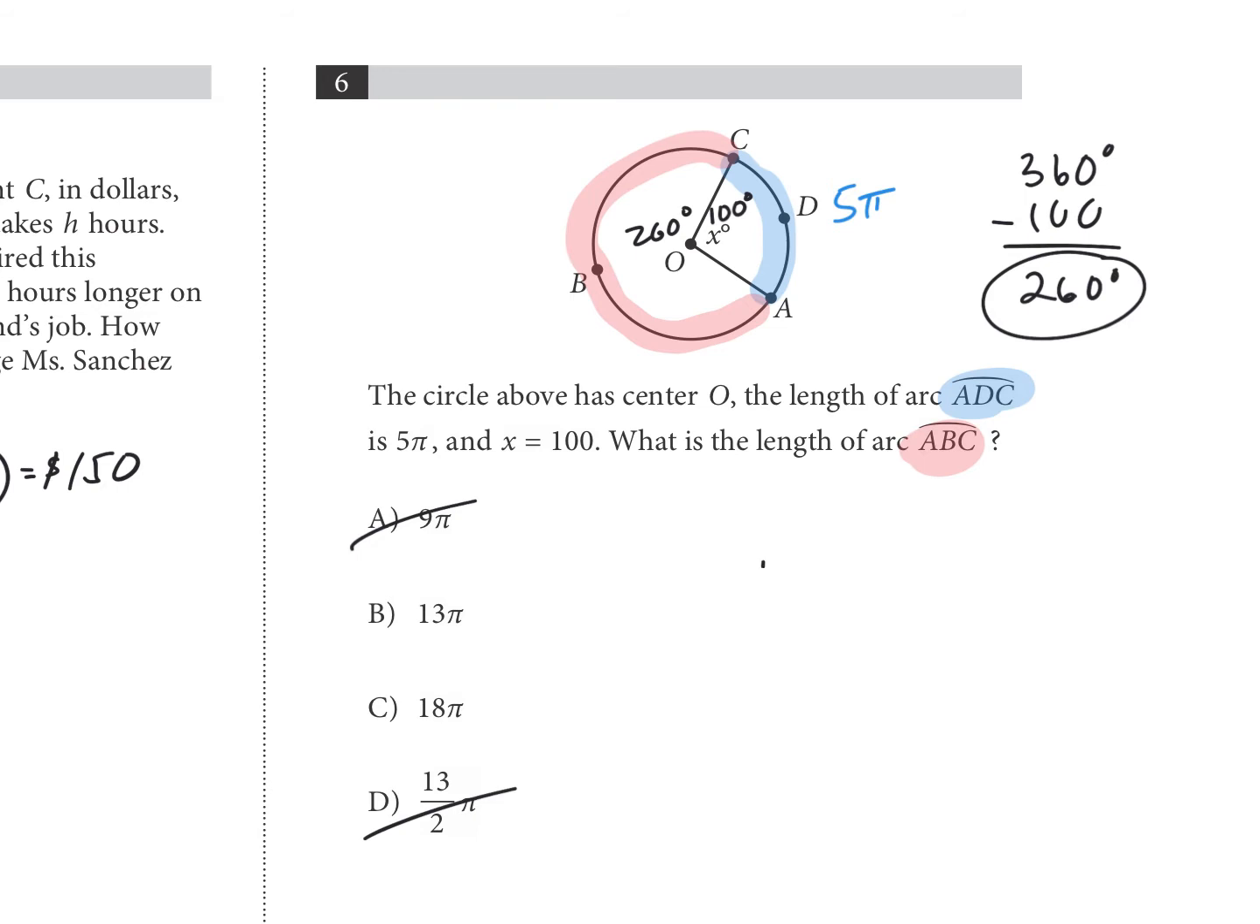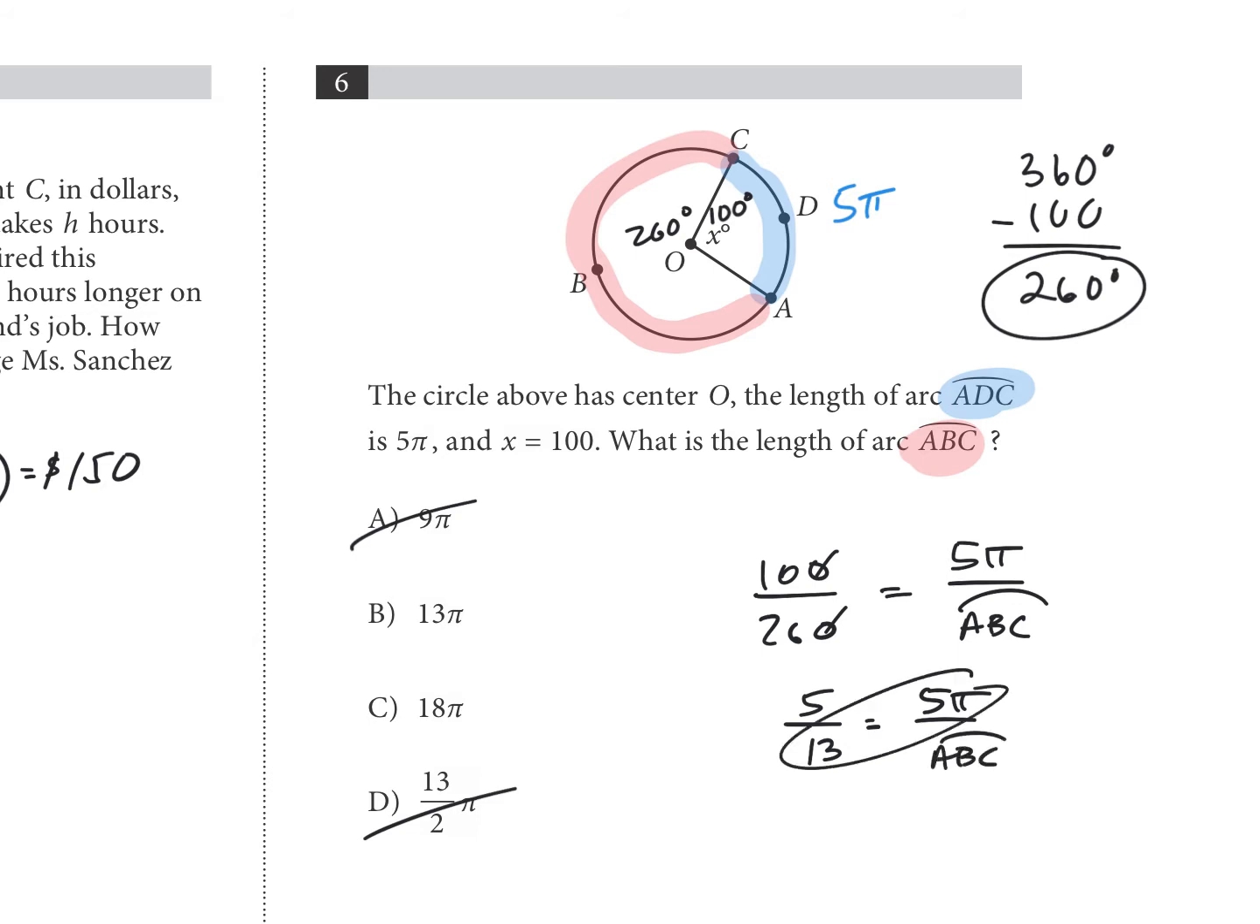But let's do the proportion. So 100 out of 260 relates just like 5 pi relates to, let's label it arc ABC. I'm going to reduce 100 over 260 because I don't have a calculator, and I don't want to multiply 260 by 5 if I can avoid that. I could take a 10 out, so 10 over 26, and that reduces by taking a 2 out. So that's 5 over 13 equals 5 pi over arc ABC. Now 5 times 13, a little more manageable, is 65 pi, and then 5 times arc ABC.